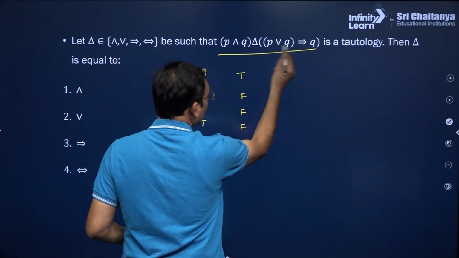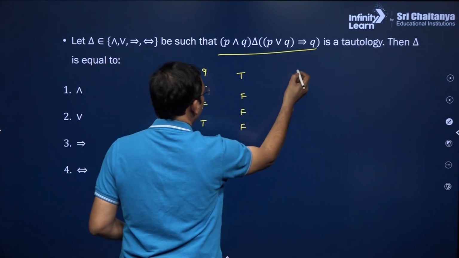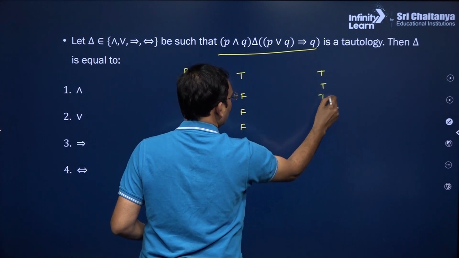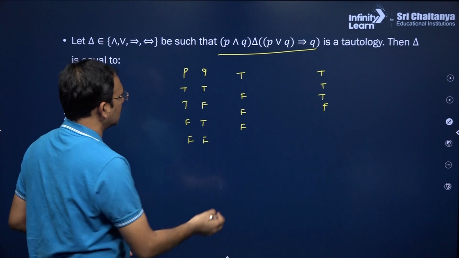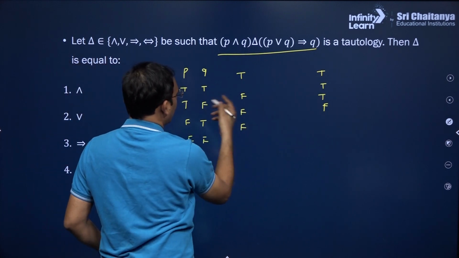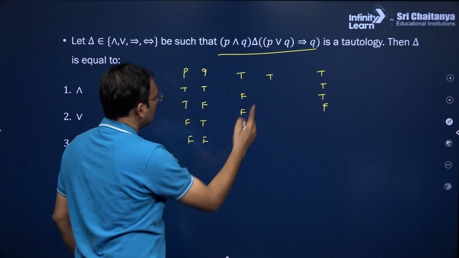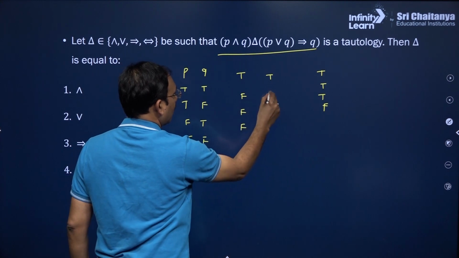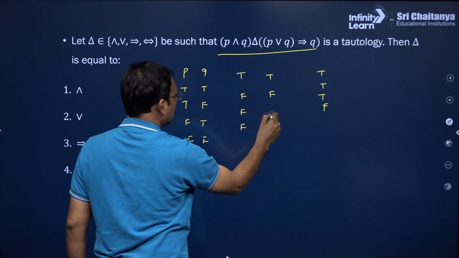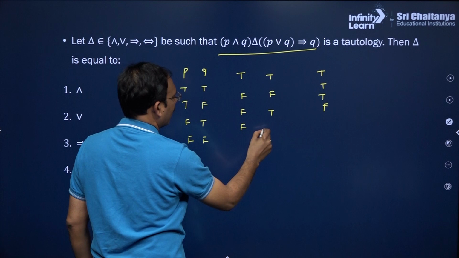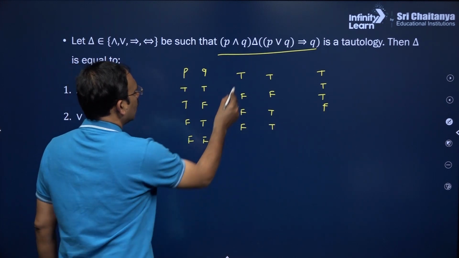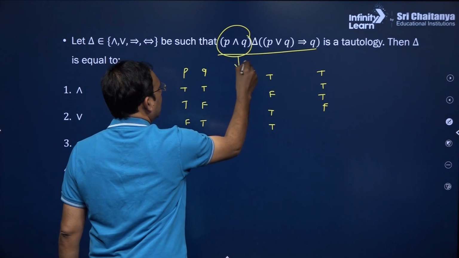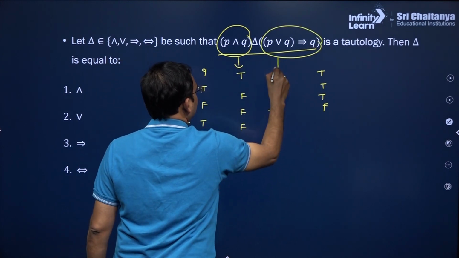And P or Q we also know: true, true, true, false. Implies Q, my dear friends. True implies true is true. True implies false is false. True implies true is true. And false implies anything is true. This is the one, my dear friends. So, this I have calculated.